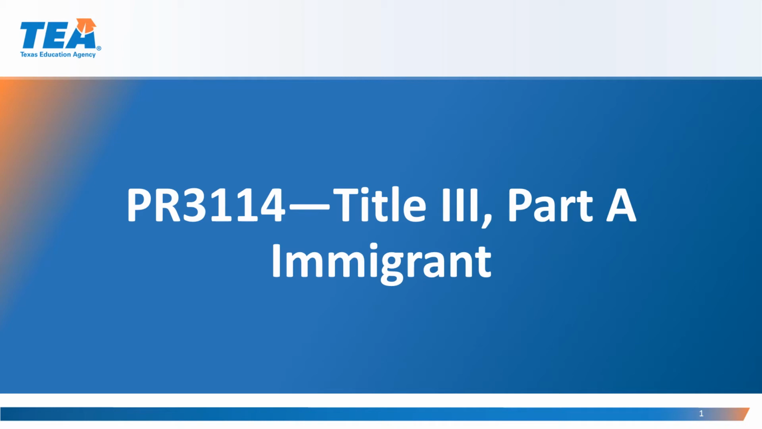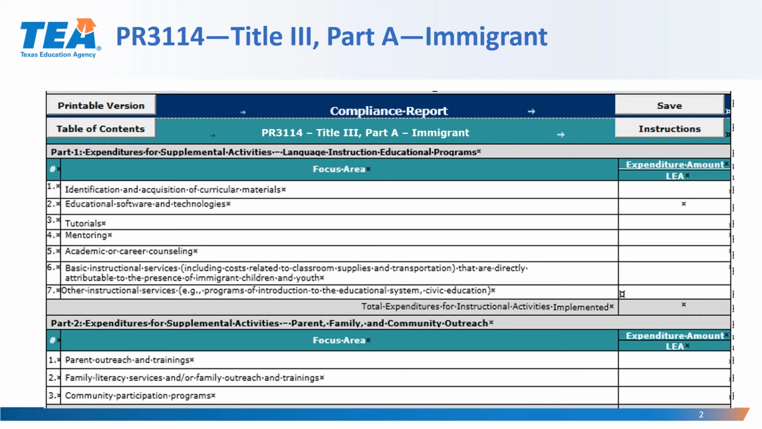The PR3114 is the compliance report for Title III Part A, Immigrant. The compliance report for Title III Part A, Immigrant, will have the same functionality at the top of the schedule as the other compliance reports in terms of having access to a printable version, to return to the table of contents, to save the schedule, or to access the instruction document.